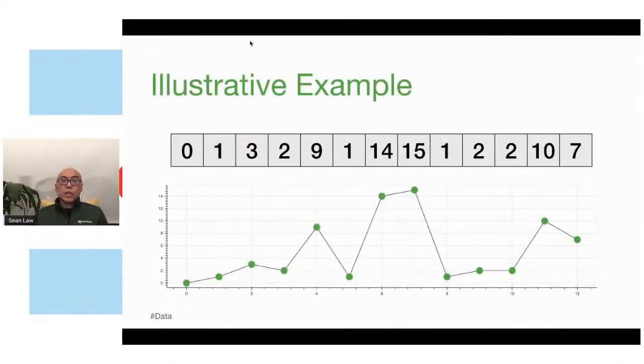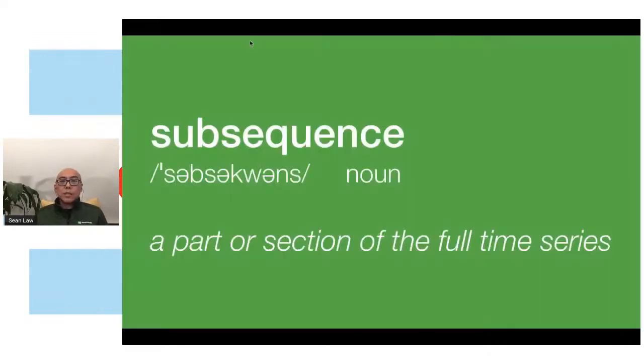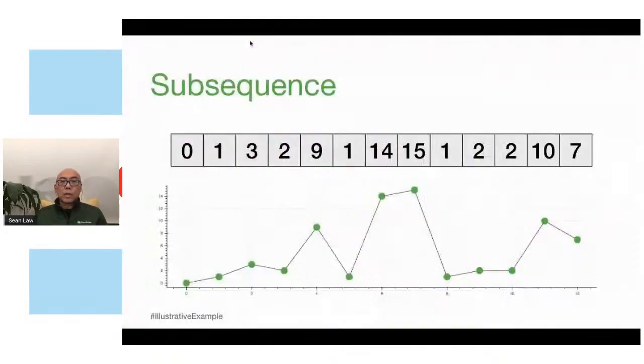So going back to our illustrative example, maybe we should start with a definition. So we know that this is our time series. I like to start with a subsequence. So whenever you hear me say the word subsequence, all this means is that I'm referring to a part or section of the full time series. So I'm not referring to the entire time series, just a small part of it. So here's what I mean. So this is our full time series.